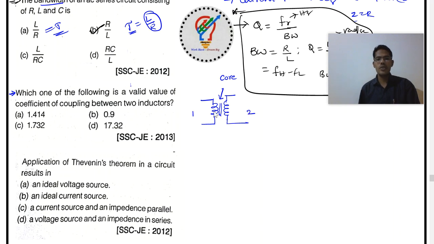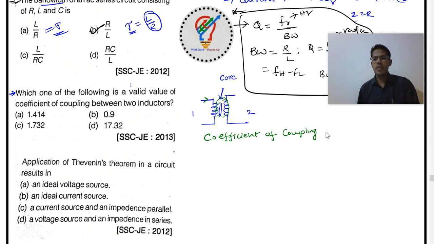Whenever current flows through it, it causes a magnetic flux like this. Whenever the magnetic flux links with the coil, an EMF is induced, which is called transformer action. Now here we will talk about the coefficient of coupling.